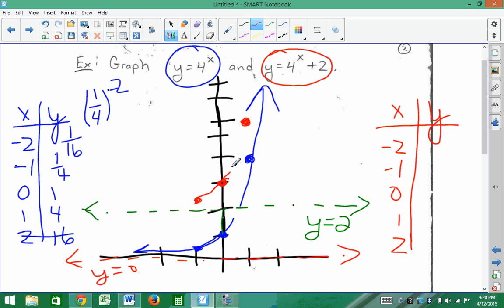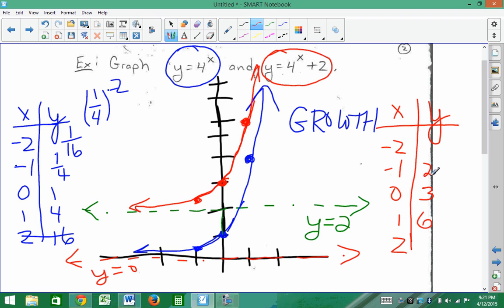Okay, so here's our second graph. Again, it's pretty much the exact same graph, just shifted up 2. So both of these are growths, exponential growth. I forgot to fill out the chart over here. So this is 0, 3, 1, 6, and negative 1, 2 1/4. And we didn't graph the other 2.